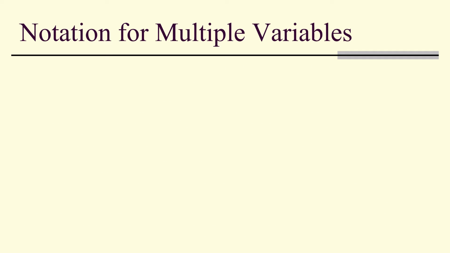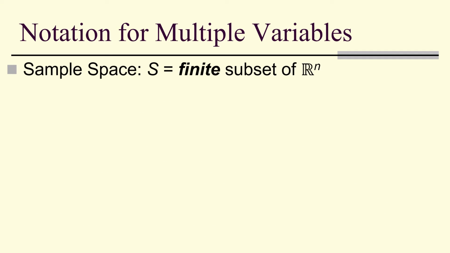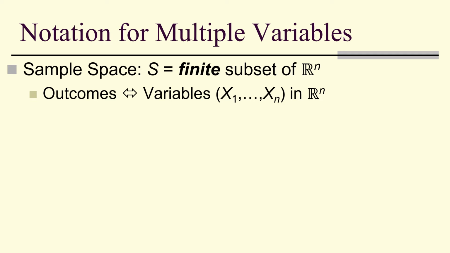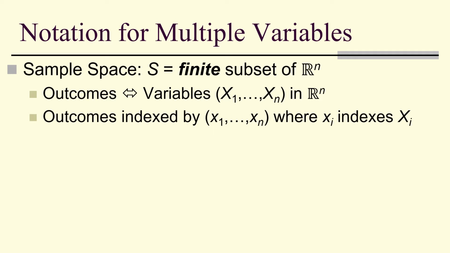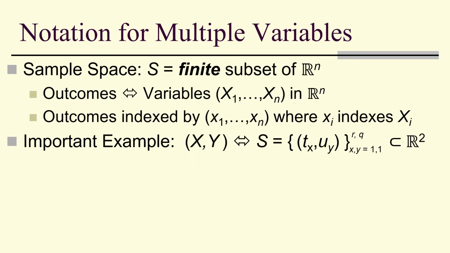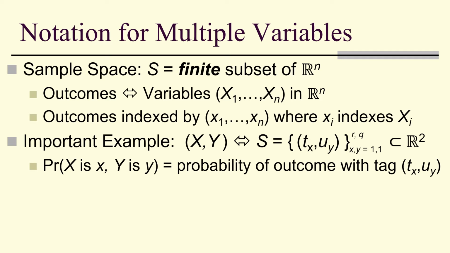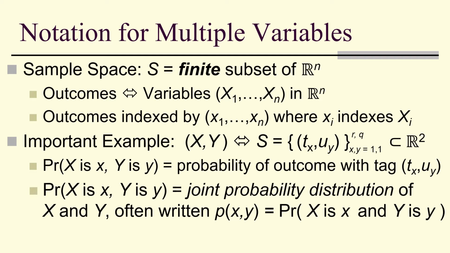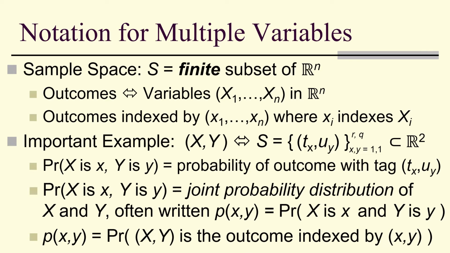So let's look at some notation. Our sample spaces are going to be finite subsets of Rn, and that means we'll have tuples of variables indexed by the lowercase. An important example is two variables. The probability that capital X is little x and capital Y is little y is the probability of the outcome tagged by T sub x and U sub y. This is called the joint probability distribution, often written in the lowercase as P of x, y, which is the outcome indexed by little x, little y.